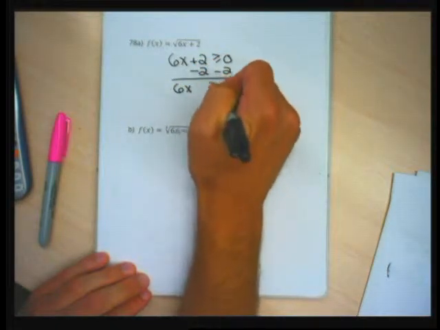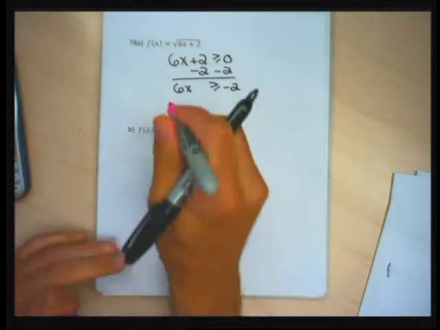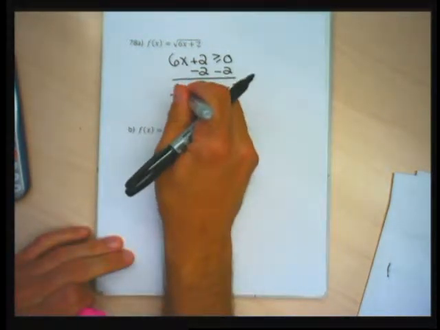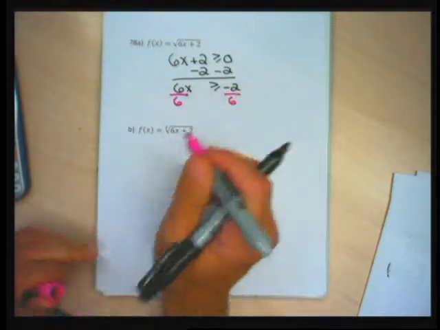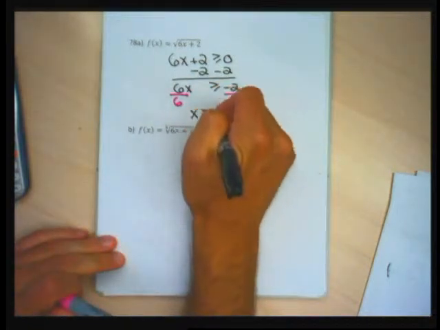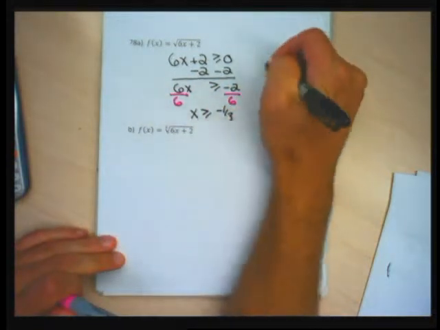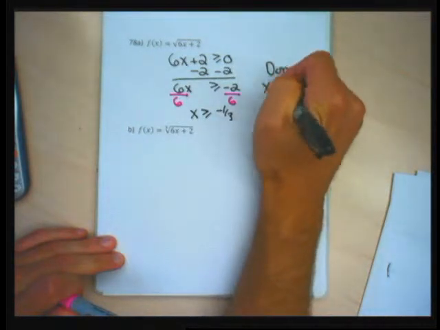When you have greater thans or less thans, if you have to divide or multiply by a negative, you switch the sign. If this 6 was a negative, and I had to divide by a negative, I'd switch the signs. But it's not. It's positive, so I keep the greater than a greater than. I reduce the fraction. The domain has a fraction in it, but it's not bad.